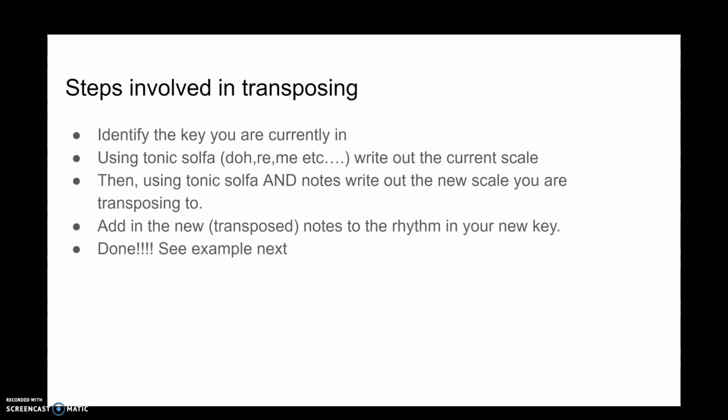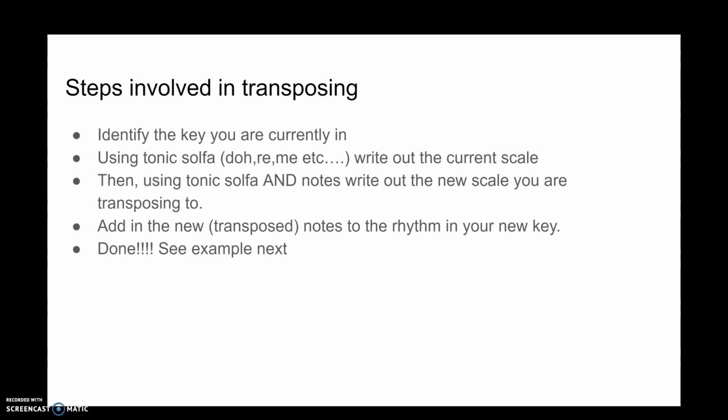Okay. So here are the steps involved, and I would suggest memorizing these steps. First of all, you need to identify the key you are currently in. Secondly, using tonic solfa, which is your do, re, mi, fa, sol, la, ti, do, write out the current scale. That's the scale you're in before you've transposed, the key you're in now, that's giving whoever problems, be it the singer or whoever. Step 3, then, using tonic solfa and notes, write out the new scale you are transposing to.